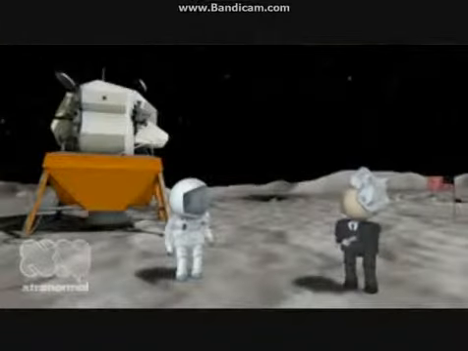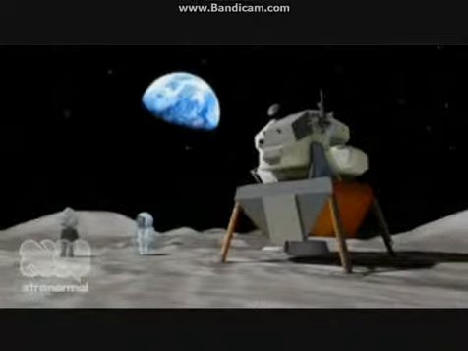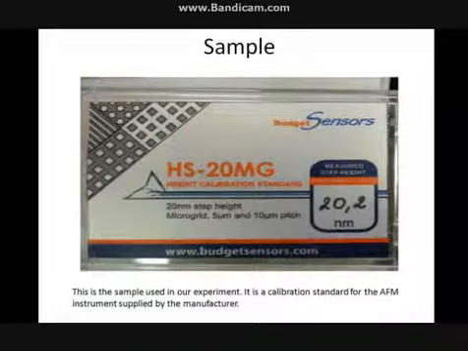So Albert, can you tell me more about what you do in the laboratory? Sure, this is the sample I used. It is a standard grid used for calibration of AFM instruments supplied by the manufacturer.